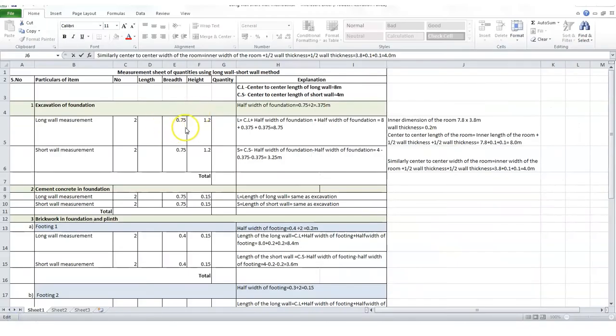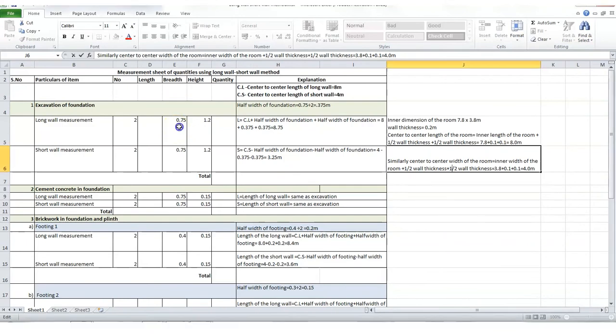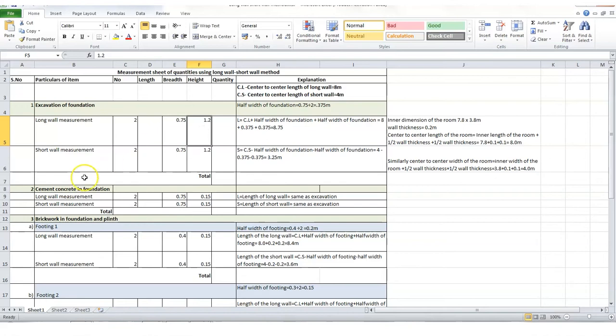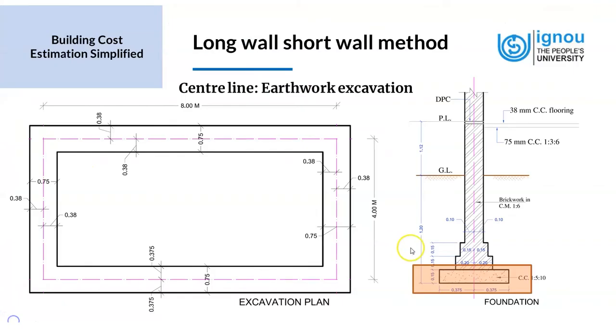So we first enter the item here, as in the width of the foundation is 0.75, and we'll be talking about the excavation of the foundation. So we have the width as 0.75, and let's look at the height of it, which is 1.2 meters. Let's see how we got 1.2 meters. We see that from the ground level, the footing is at a depth of 1.2 meters. So that is the depth to which we need to excavate. So that's how we got the dimension as 1.2 meters.